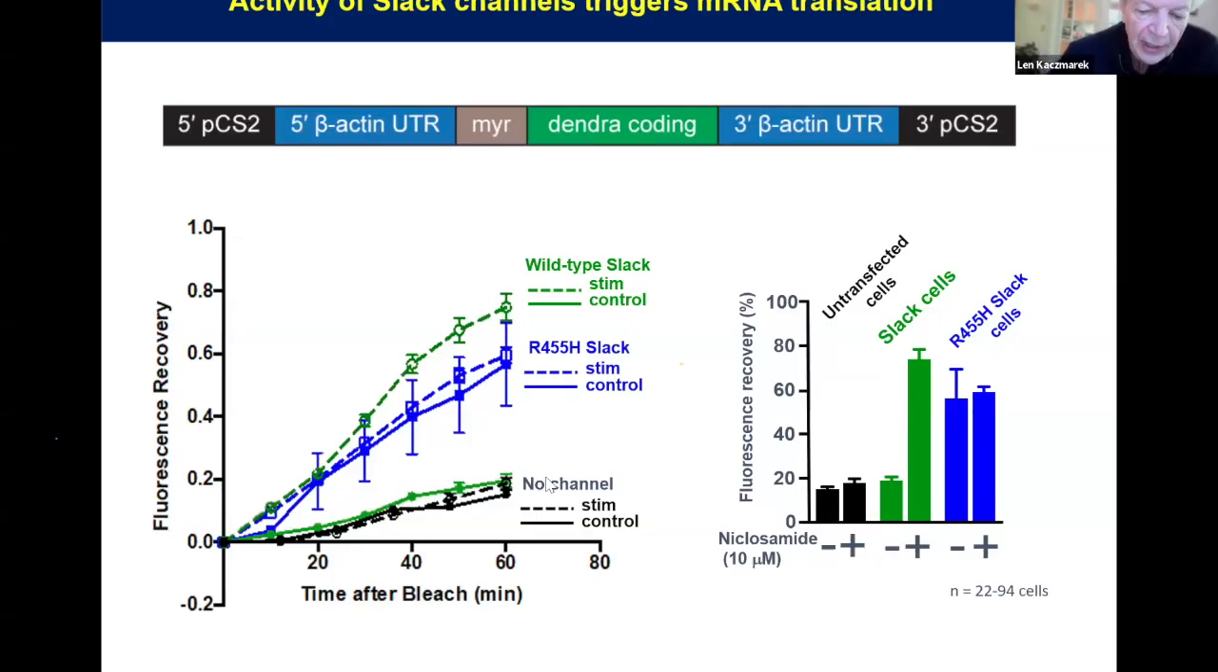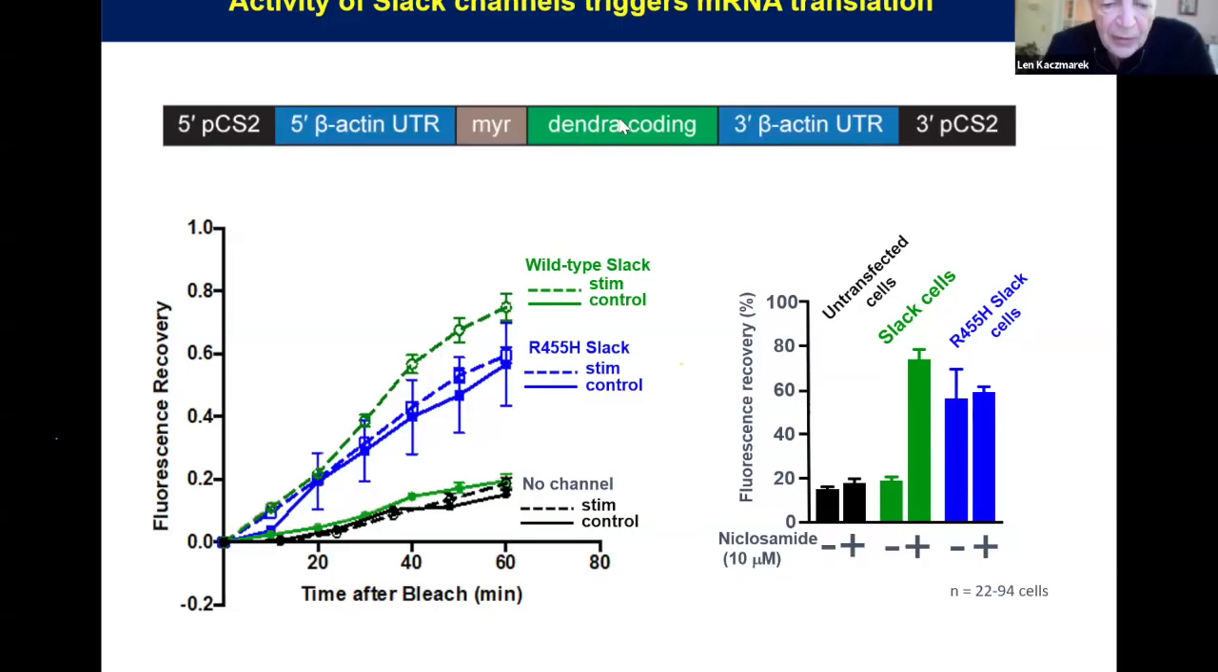So let's look at the green line first. If you have Slack channels in there, but you don't stimulate them, and we have pharmacological ways of stimulating them with niclosamide, you get no increase in translation over not having the channel there at all. So the black lines correspond to the rate of this synthesis if you have no channel. If you stimulate the channel, however, you get a massive increase in the rate at which you start making this.